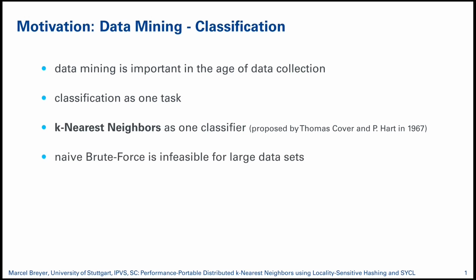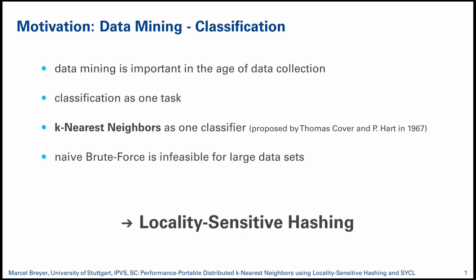The naive brute force k-nearest neighbors algorithm calculates the distances between the new data point and all other data points. However, this is infeasible for large data sets, so one should use other algorithms to perform the k-nearest neighbor search, for example approximate algorithms. Approximate algorithms have the advantage that they do not need to calculate the distances to all other data points, but only to a subset of the data points. One approximate k-nearest neighbors algorithm is locality-sensitive hashing.